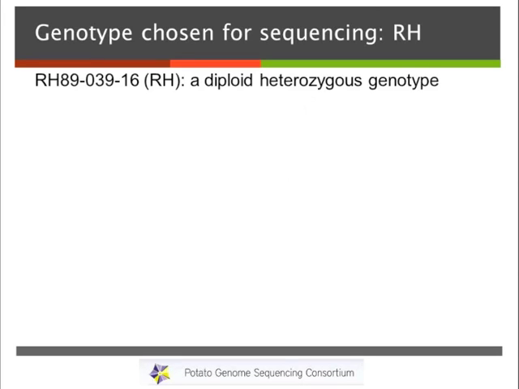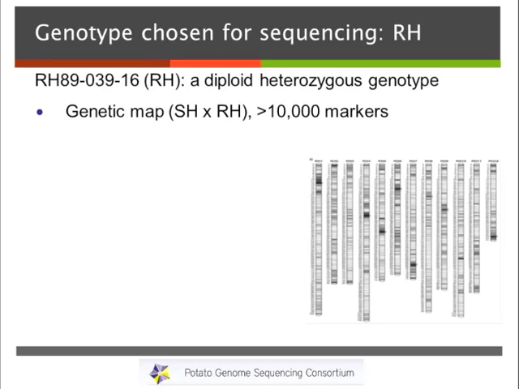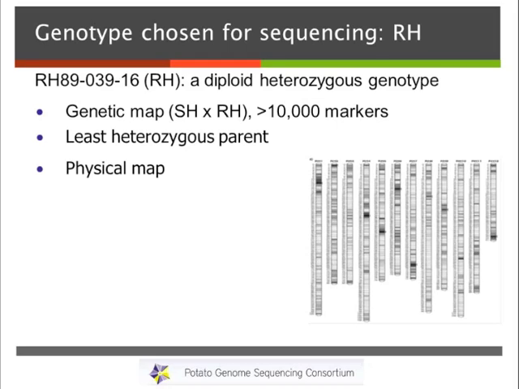So just a little story about how the genome was sequenced. Initially, it was decided to sequence this diploid heterozygous genotype. We'll just call it RH. It's a Dutch genotype. They had made the ultra-dense map with 10,000 markers between SH and RH. This was published some time ago. RH was considered to be the least heterozygous of the two parents, and a physical map was made by the Dutch group at Wageningen, and Sanger sequencing started.